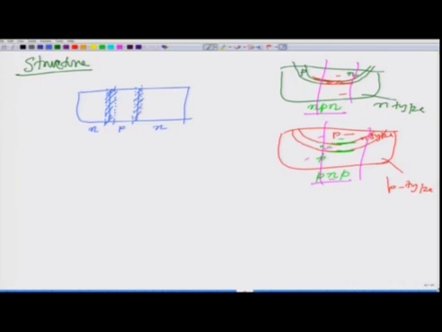You have diffusion, you have drift, you have biasing. So, all those things are there. So, this is how we will represent our transistor, or if it is PNP, the same story, it will be P here, it will be N here, and it will be P here.